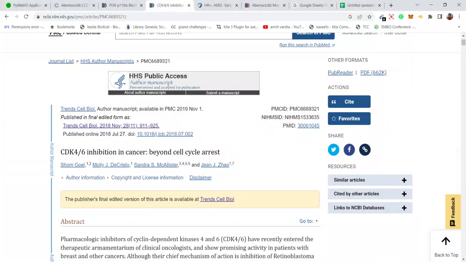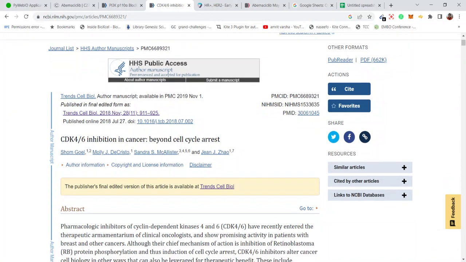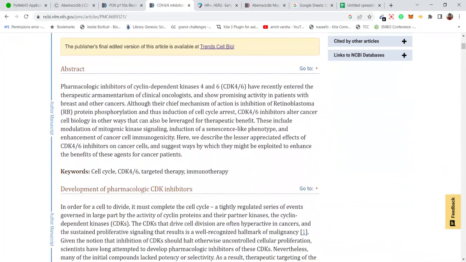Guys, today we are going to talk about CDK4/6 inhibition in cancer and beyond, and how it helps in cell cycle arrest. So we are going to talk about whether a CDK inhibitor is going to kill all cancer cell types or whether it is dependent on different cell types, right?